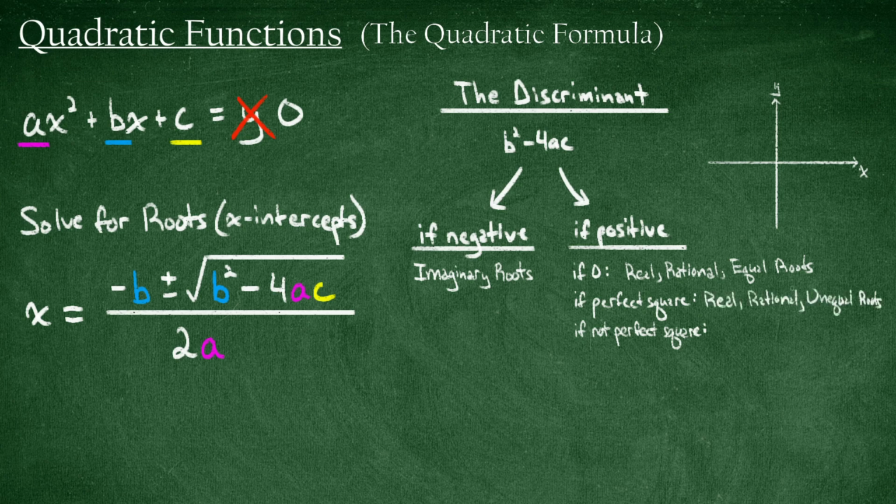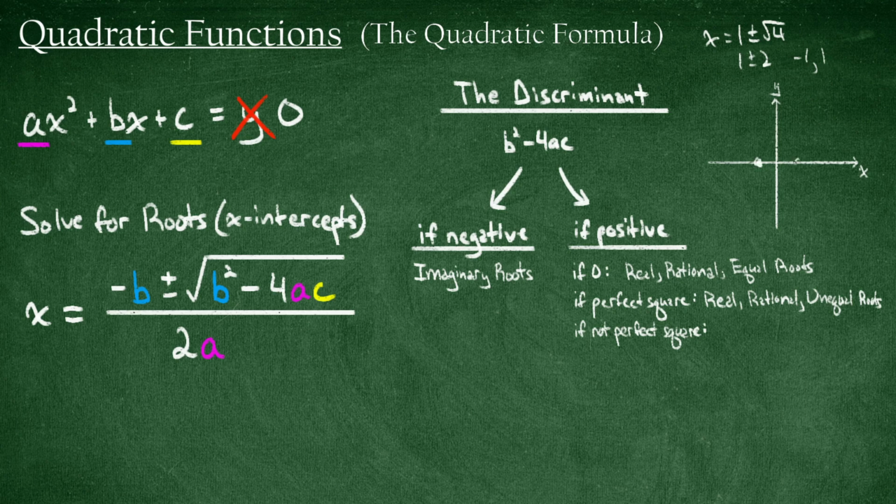Well, if it's a perfect square, then we're going to end up with real, rational, unequal roots. So what is that going to look like? Let's just imagine I have something like x is equal to 1 plus or minus, well, if it's a perfect square, then maybe like the square root of 4. So what does that mean? Well, this is actually 1 plus or minus 2, which I can evaluate to two real numbers here, right? That is 1 minus 2, which is negative 1, and 1 plus 2, which is positive 3.